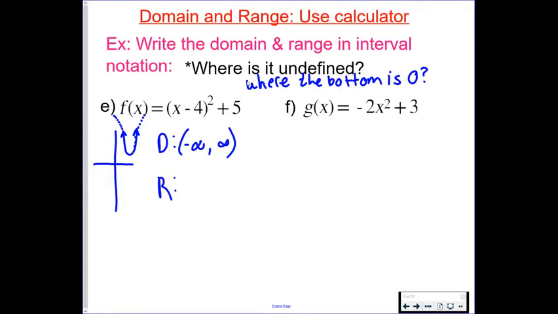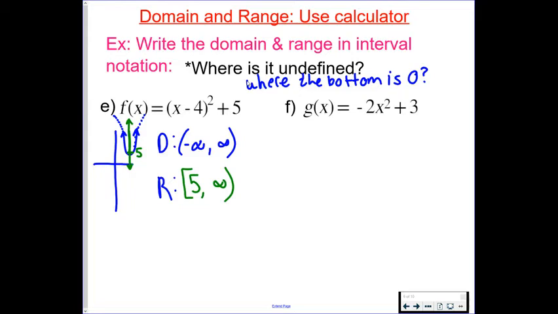Then our range. Range, we look from bottom to top. So range, how far low does it go? Well, it stops right here. If you look at your calculator, that's at the 0.5. Since it's included, I'm going to use a bracket. And then it keeps going on up to infinity with a parenthesis. So that's our first answer on E.